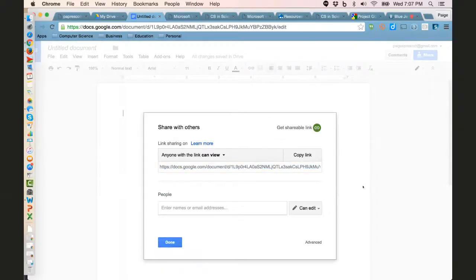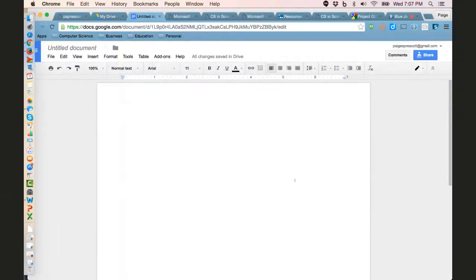If you are working with one of your school Gmail accounts, if you're a Google Apps for Education school, your permissions are probably going to look different than that. So just make sure that it's viewable to anybody outside of your school if you're a Google Apps for Education school.